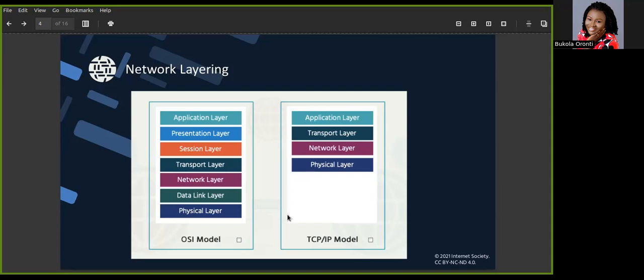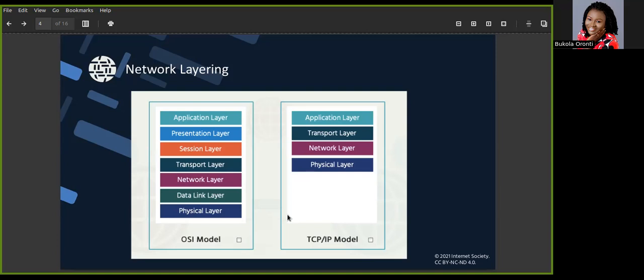Now that completes the OSI model. The OSI model has 7 layers. Now the second model also used is the TCP/IP model. The TCP/IP is a set of communication protocols that define how different types of computers talk to each other. The two protocols in use are TCP, the Transmission Control Protocol, and the Internet Protocol. This model has 4 functional layers.